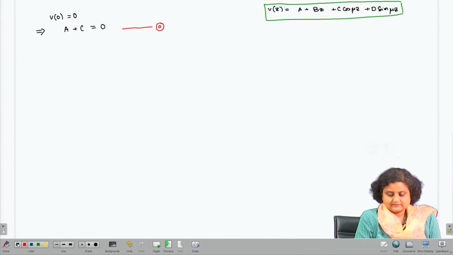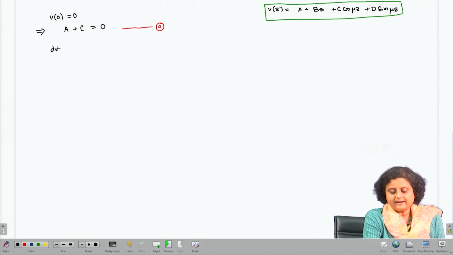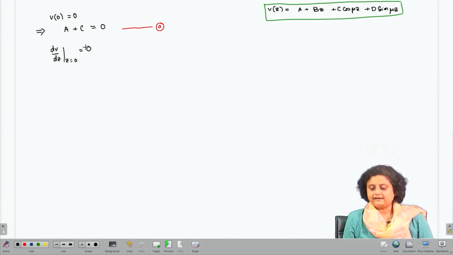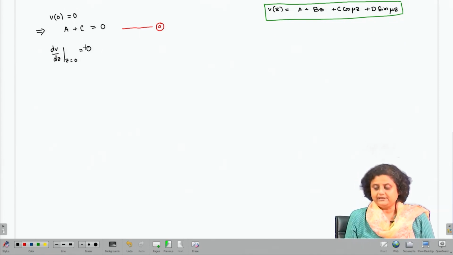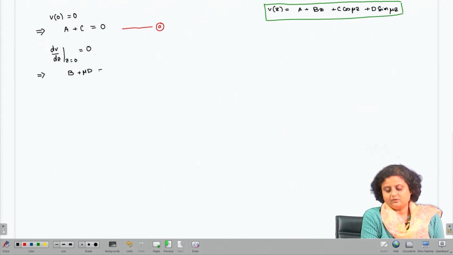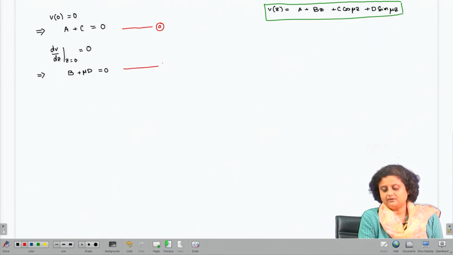Now, let us substitute that dv by dz at z equals 0 is equal to 0. What does that give? A is anyhow gone, and we have B plus mu D. This is going to imply that B plus mu D is equal to 0. Let me call this equation B.